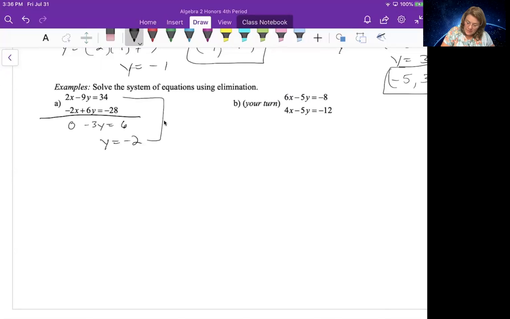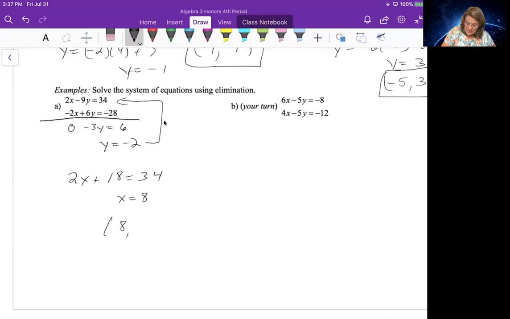And then I can plug this back into this equation up top. Either one, doesn't matter which one. You're going to find out what x is, and I will find that 2x plus 18 is equal to 34, and then I will find x to be equal to 8, and my solution then is 8, negative 2. So x is 8, y is negative 2. That is the solution for that system of equations.